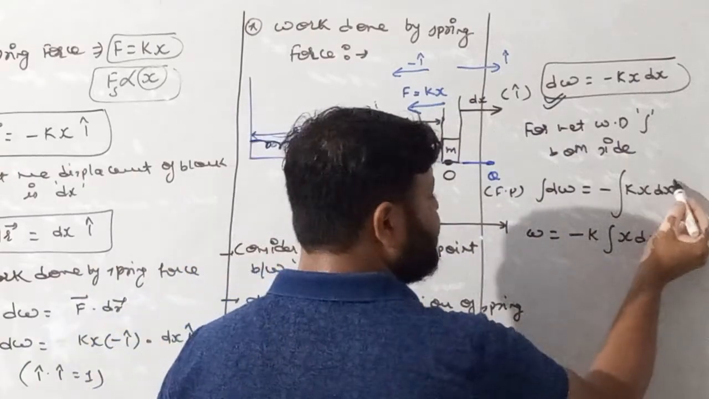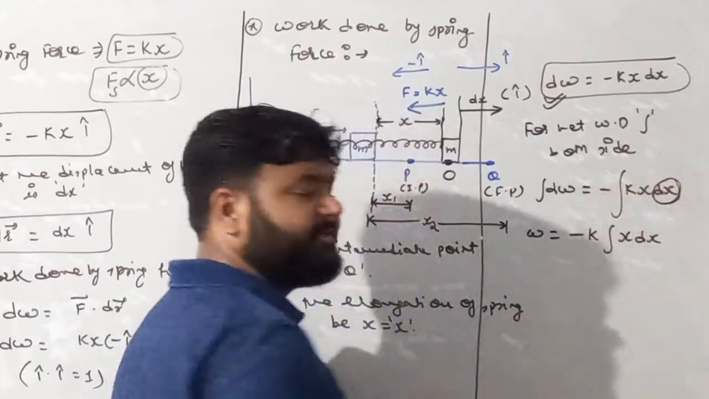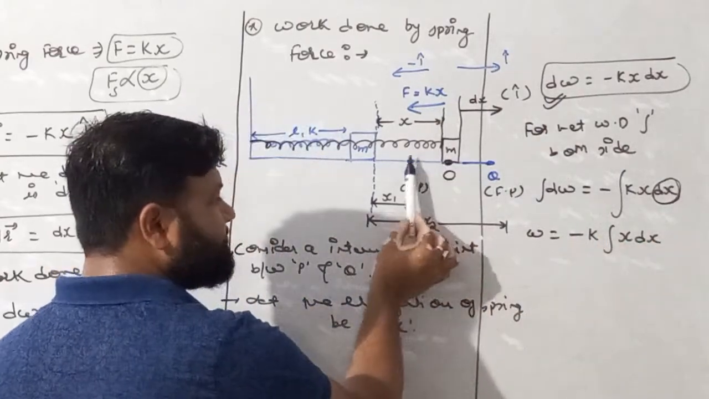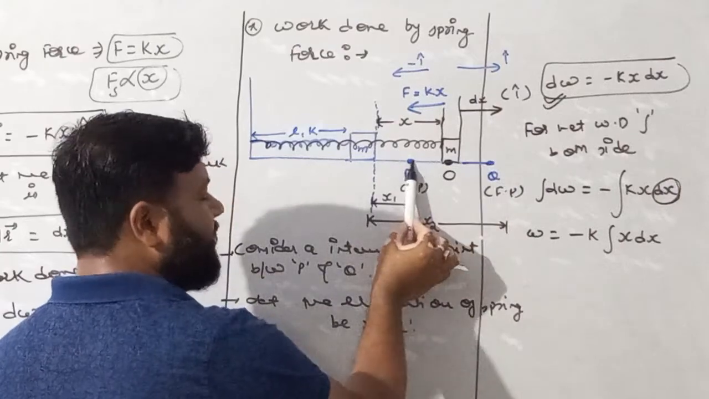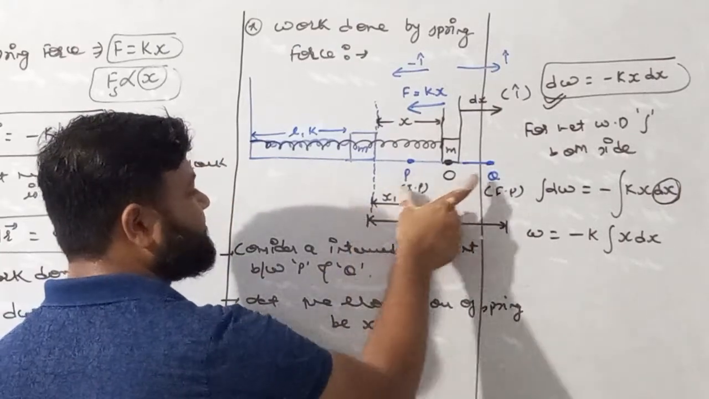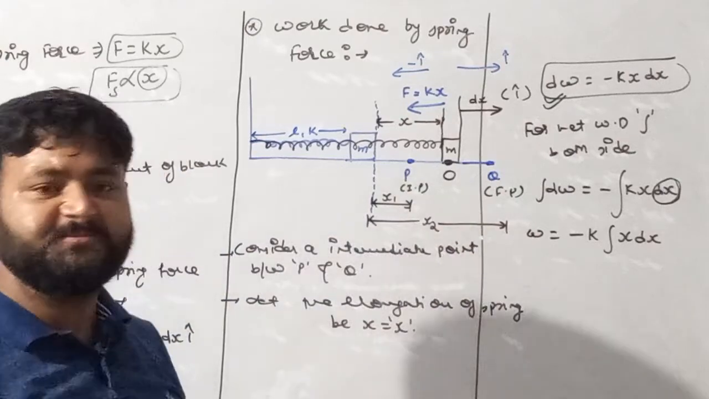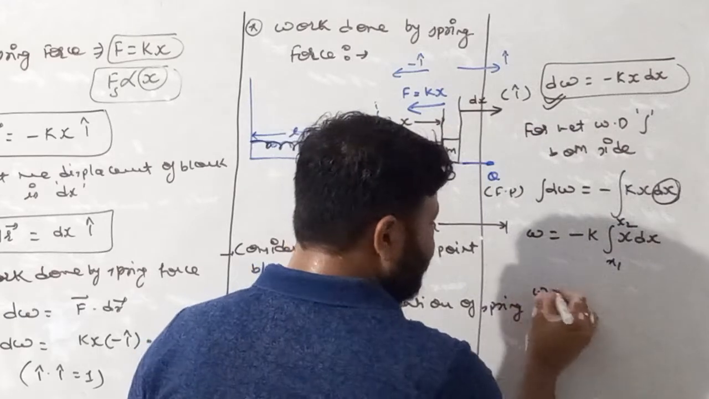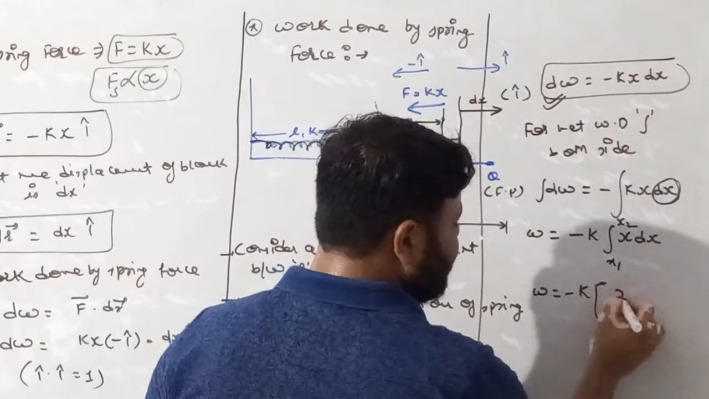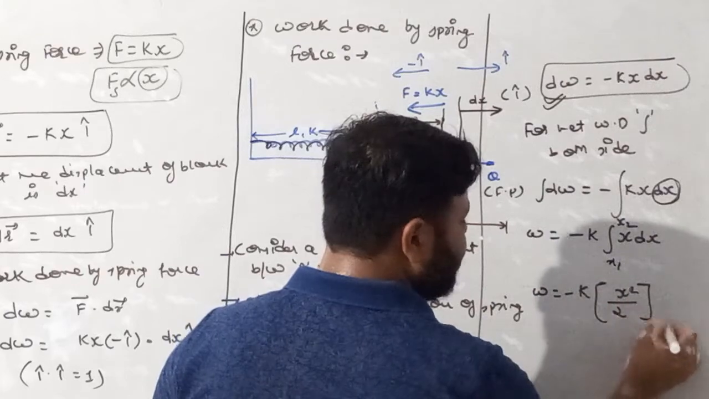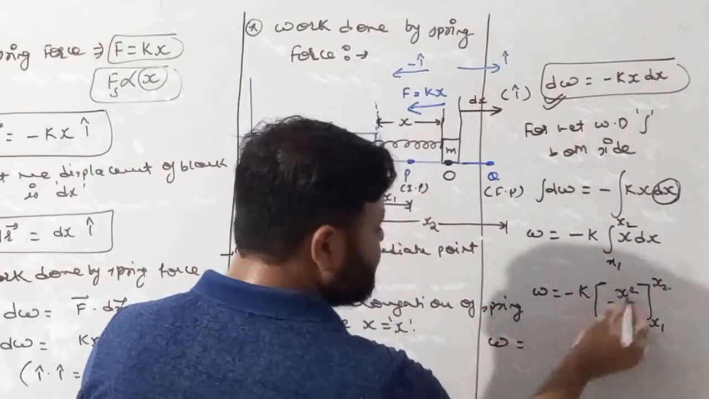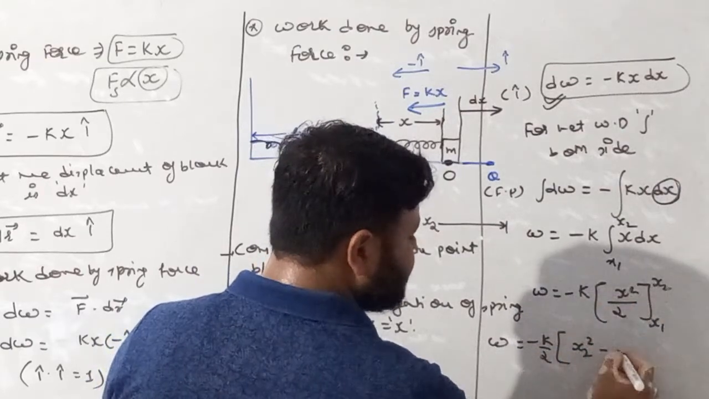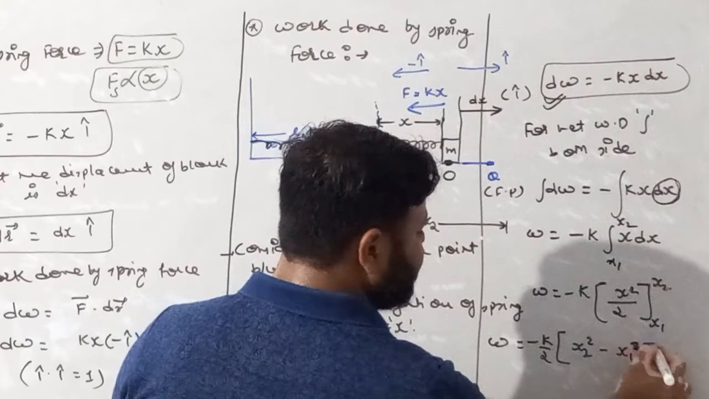Now see, I am taking this block from point P to point Q, and remember one thing, my dear student, the limit of integration is decided by the last term. So the last term is of displacement. We are taking this block from point P to point Q. If the block is placed at point P, then displacement is x1, and if the block is placed at point Q, then displacement is x2. So the limit must be from x1 to x2. So w becomes equal to minus k, integral of x dx is x square by 2, and the limit is x1 to x2. So work done becomes equal to minus k by 2, upper limit x2 square minus lower limit x1 square.